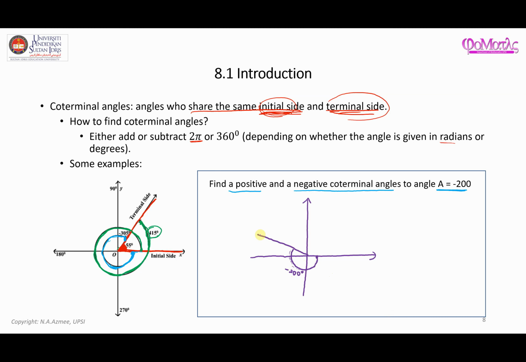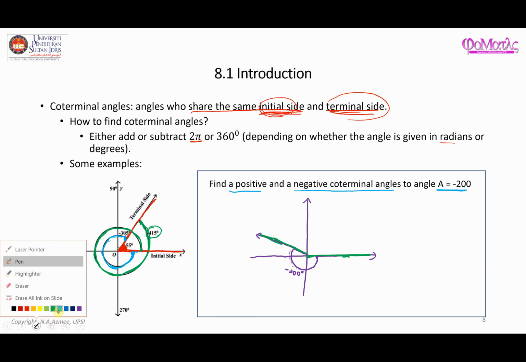Right. So I'm just going to highlight the initial side. So this is the initial side, and this is the terminal side. Okay, so now we need to find the positive and negative coterminal angle.